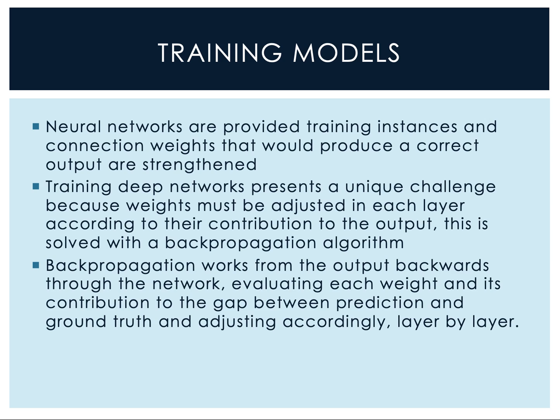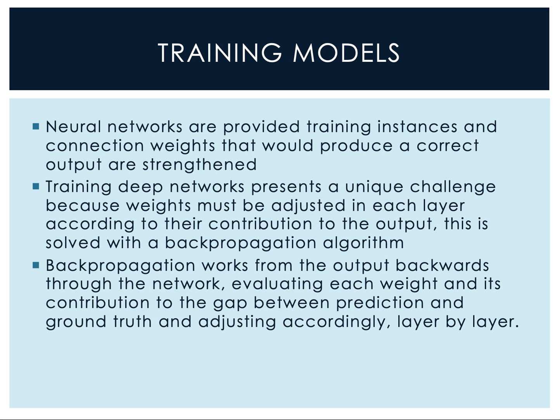So neural networks are provided training instances and connection weights that would produce a correct output are strengthened. So that's what I just said. The neural network looks at the training data, and it strengthens the weights that would provide a correct answer, and it weakens the weights that led to an incorrect answer, and it does this over and over and over.